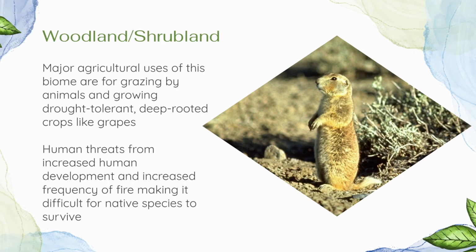Major agricultural uses of this biome include grazing by animals and growing drought-tolerant crops like grapes. However, increased human development and more frequent fires are making it difficult for the native species to survive.